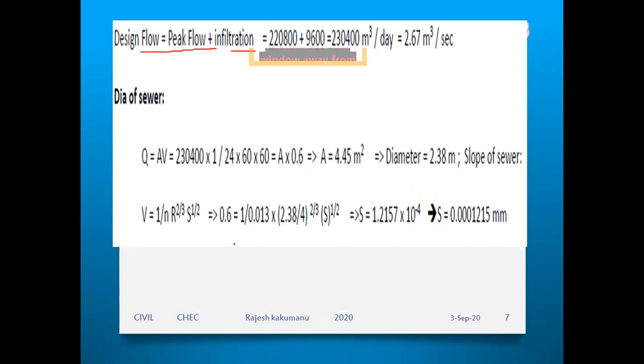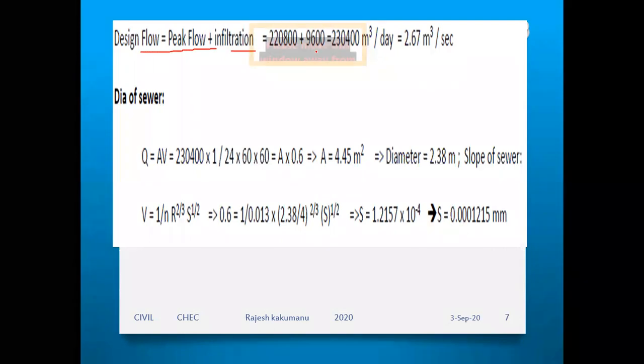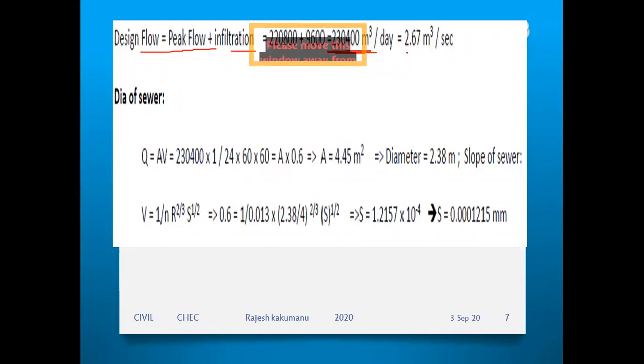So based on this value, 2,22,800 plus infiltration 9,600, that is equal to 2,30,400 meter cube per day. That is equal to 2.67 meter cube per second. Then what is next to calculate? You have to calculate the diameter of the sewer. Q is equal to A into V.